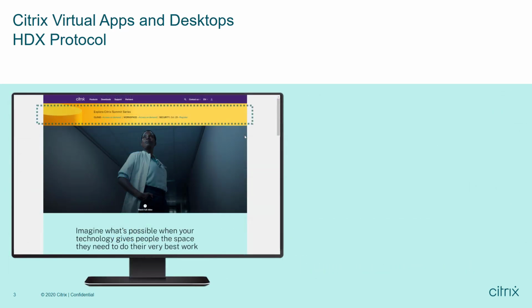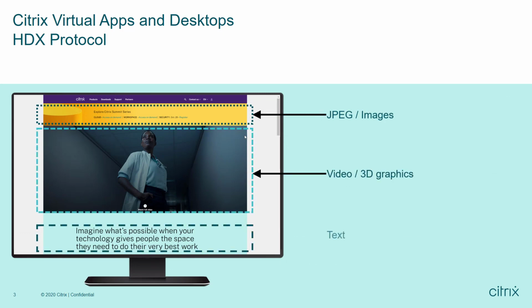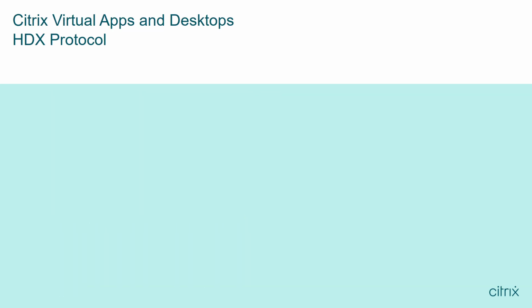Look at a typical web page. On a single screen, we have text, static images, and video. How do you pick the right encoder? How do you balance CPU costs with network bandwidth?